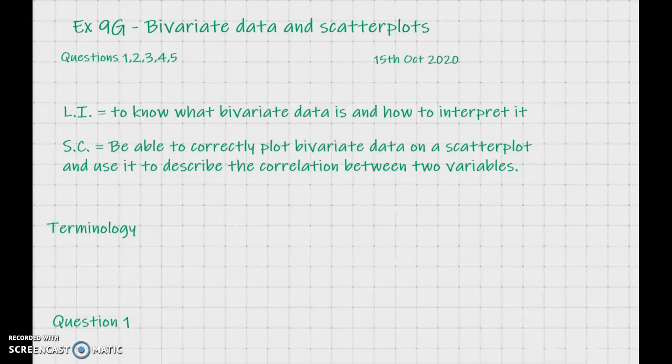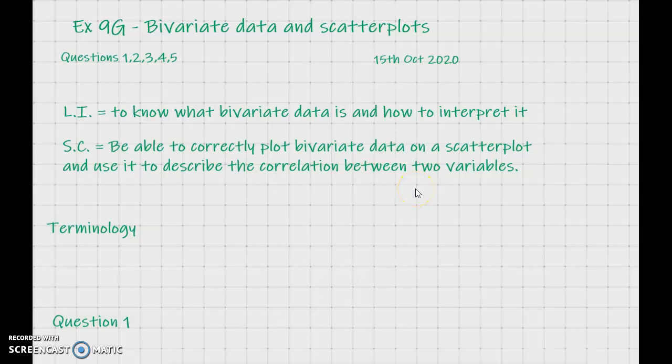We're going to continue on with our unit on statistics and we're going to move into bivariate data and scatterplots. So our goal today, our learning intention, is to know what bivariate data is and how to interpret it. And you'll know if you've achieved this because you'll be able to correctly plot bivariate data on a scatterplot and then describe any correlation between two variables.